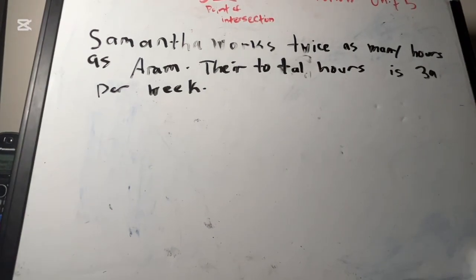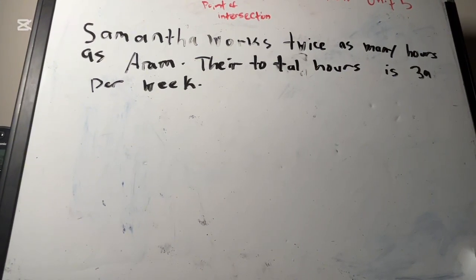So this is, of course, the third and final equation. And I thought it'd be nice to tackle a word problem in this format. And so for my bad handwriting, what it says is that Samantha works twice as many hours as Aram. The total hours is 39 per week. So if you can't see that properly, it's 39. And in essence, what we want to do here is, first off, compile this into one linear equation.